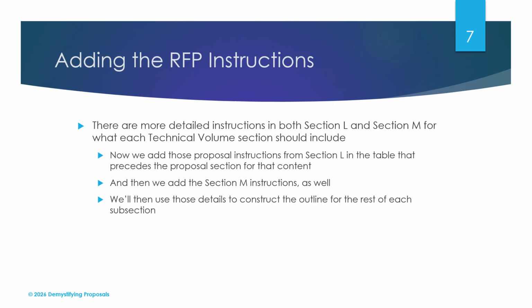So there are more detailed instructions in both L and M about what the technical volume sections should include. So now we're going to add those proposal instructions from section L in the table that precedes each proposal section for that content. And then we're going to add the section M instructions as well. And then we use those details to construct the outline for the rest of each subsection.